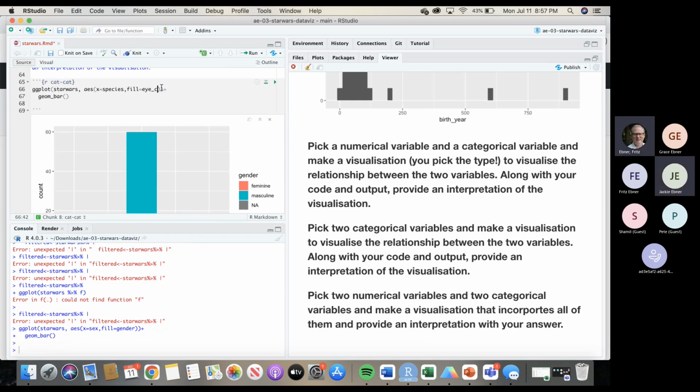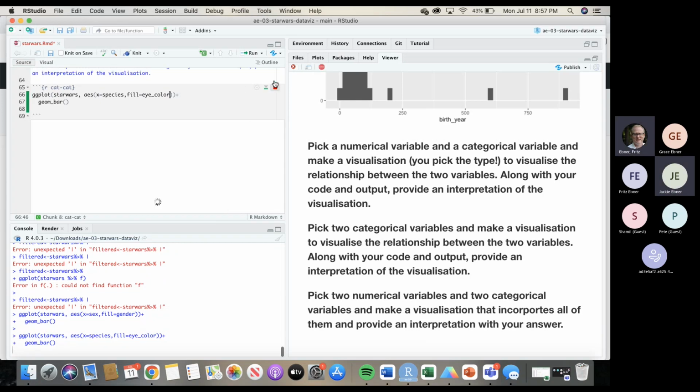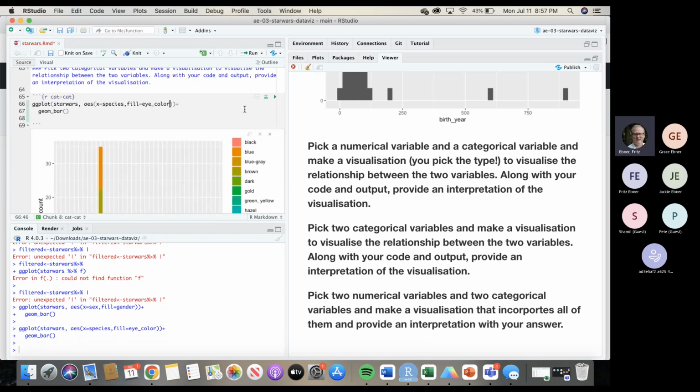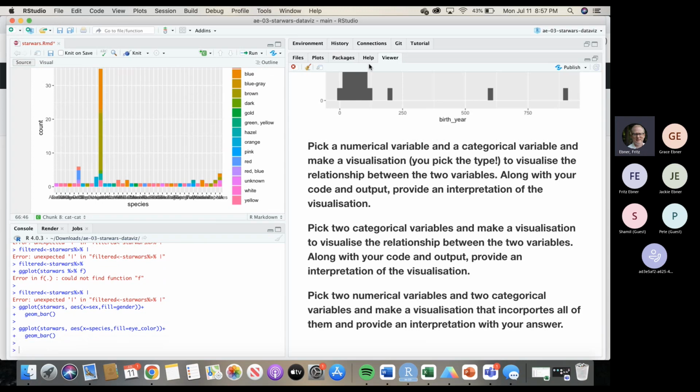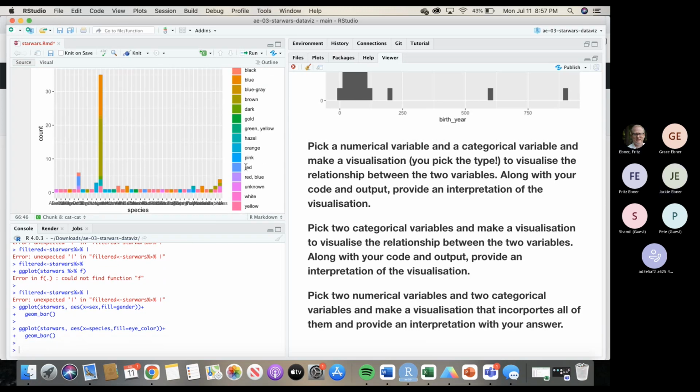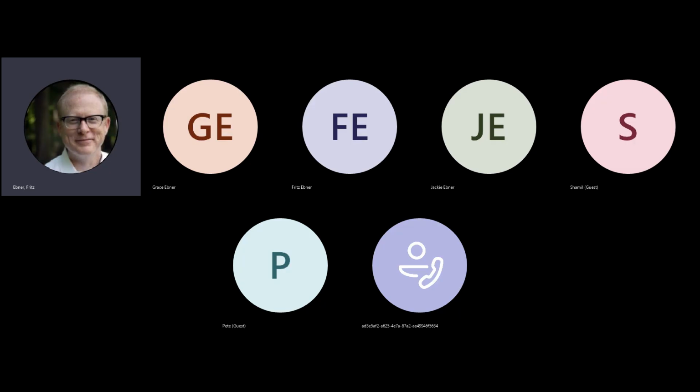What's the other one? Okay, hair color. If you do that, you're going to get lots and lots of information that's going to be really difficult to read. I can show you how to subset it. It's a little bit of work.